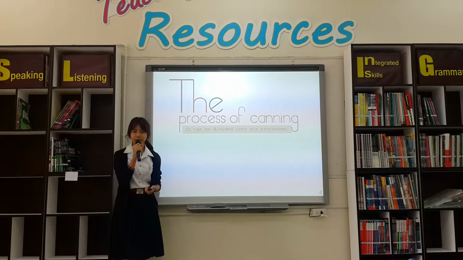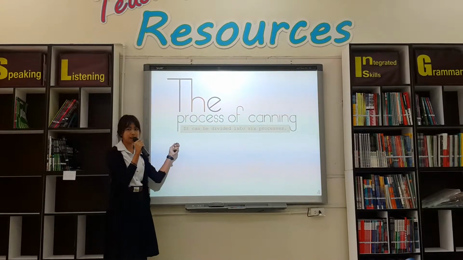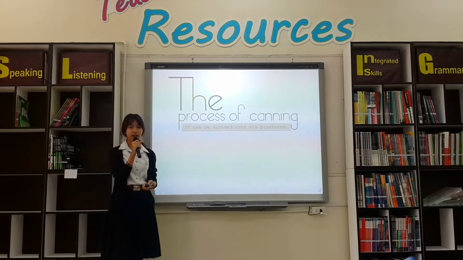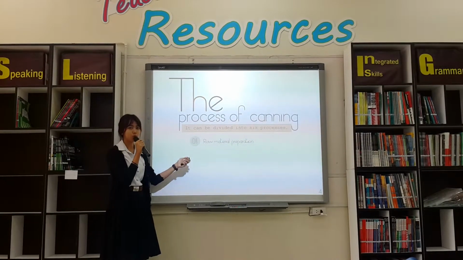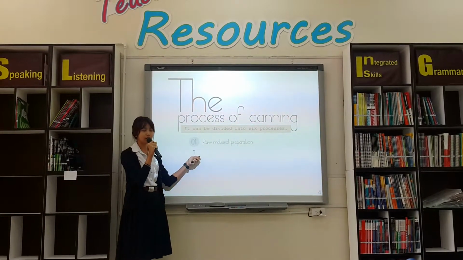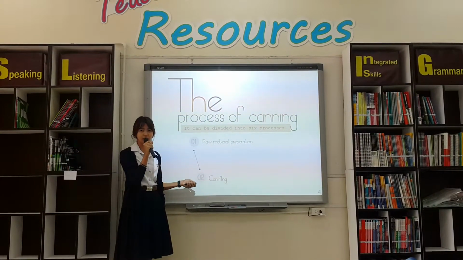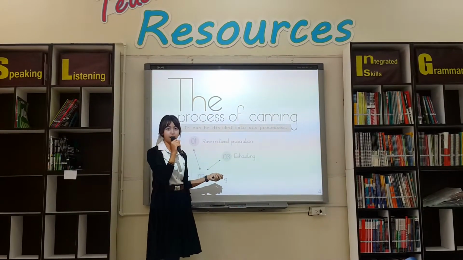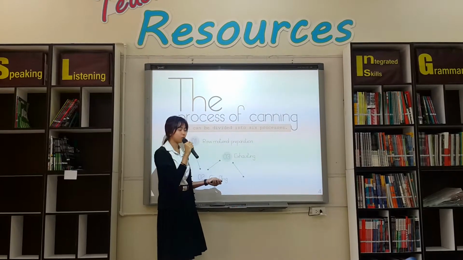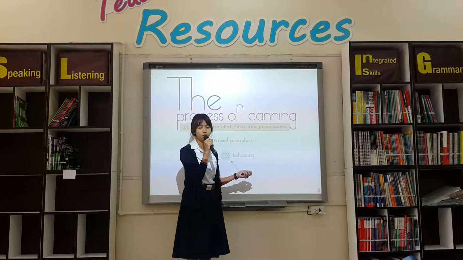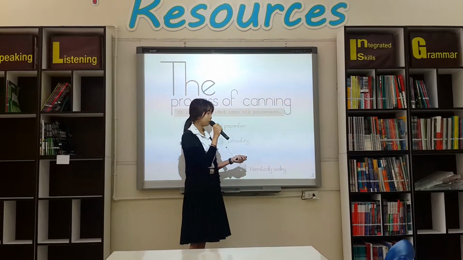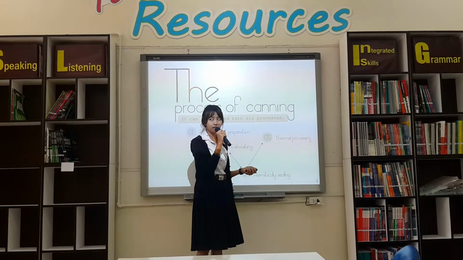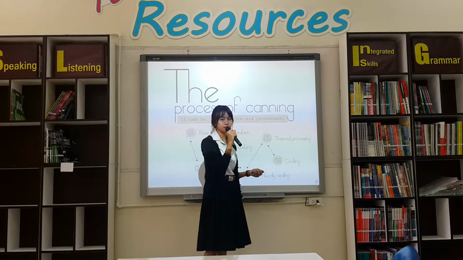Next, I will explain the process of canning. It can be divided into 6 processes. The first process is raw material preparation. The second process is can filling. The third process is exhausting. The fourth process is hermetic sealing. The fifth process is thermal processing. And the last process is cooling.